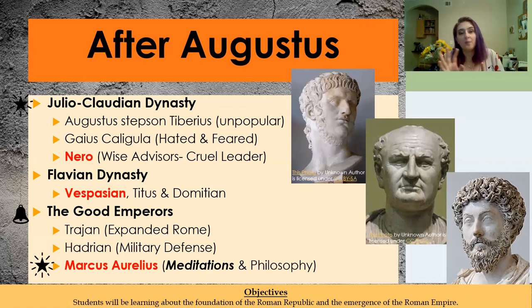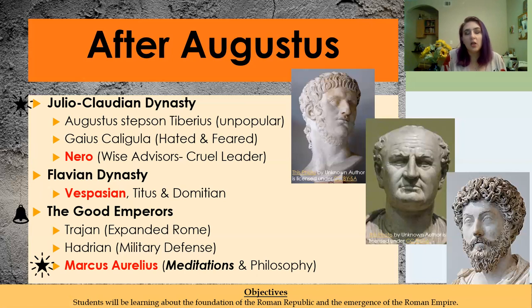After Nero, you would have a series of wars that would break out, and Vespasian would become the next emperor, and he would establish the Flavian dynasty, and after him would be his sons Titus and Domitian. None of them really did a lot, but they also were kind of stable. They didn't do a lot of change, but they didn't really cause any problems either.